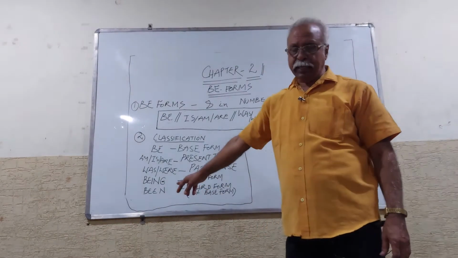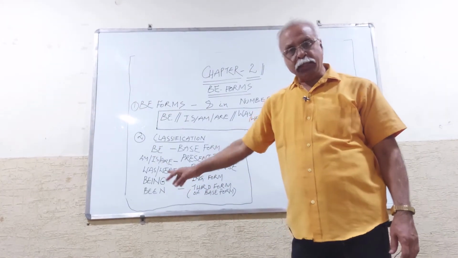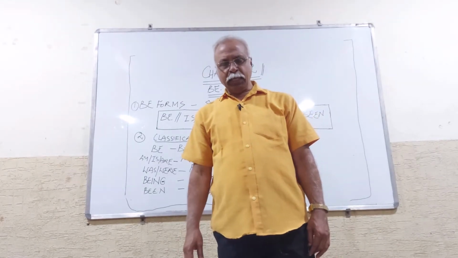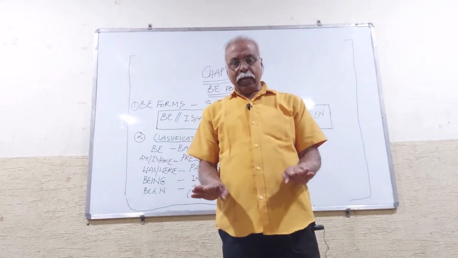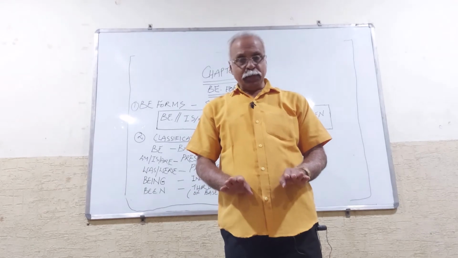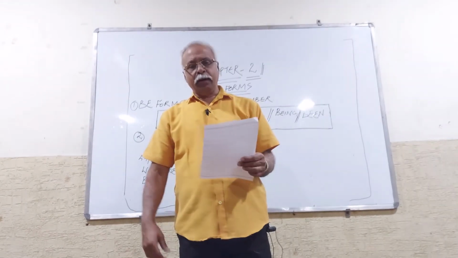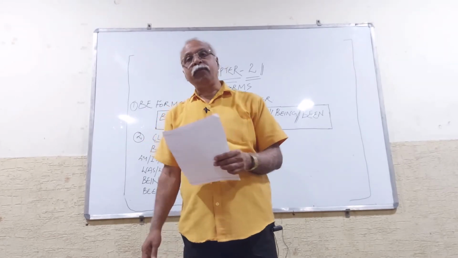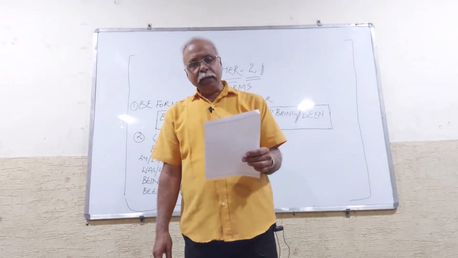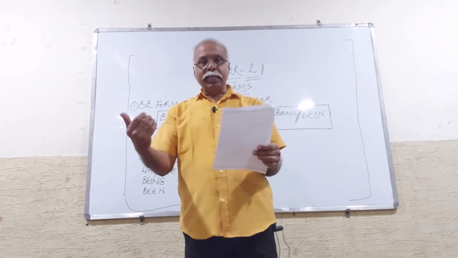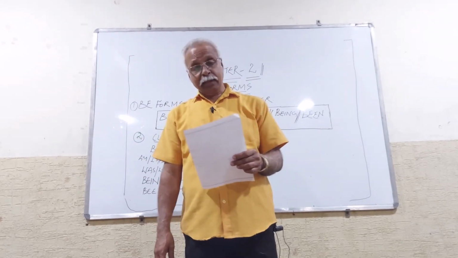Last one, been. I told you earlier, been is the third form or past participle of the verb. This is for your understanding, and I'm going to explain to you the uses of these in a nutshell. Well, let me give you an idea of the usage of be forms. Be, as a be form, can be used to give orders, advice, and suggestions.